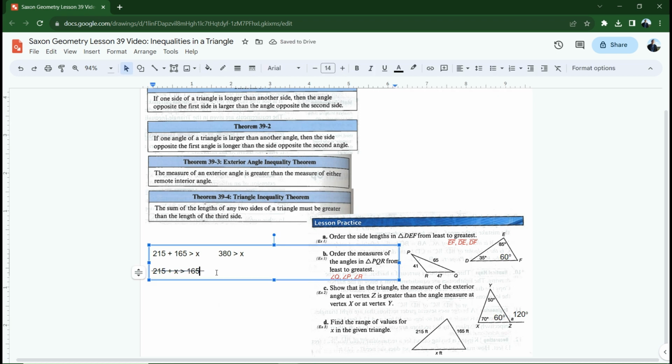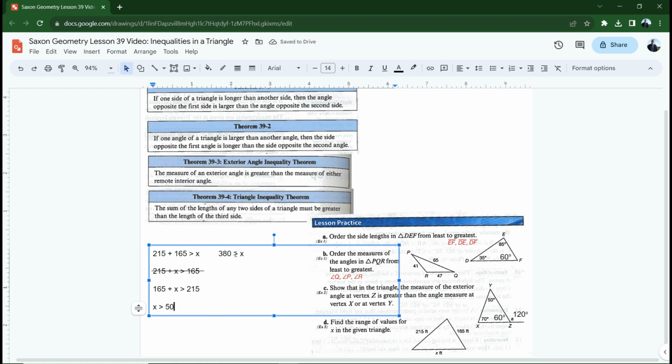Okay. So we're going to go back in and see if we can figure out the other one that does matter. 165 plus x, if I add these two sides together, it has to be greater than the third side, 215. So I know that x has to be greater than, let me just get a lowercase x there. X is greater than, and then let's see, 215 minus 165 is 50. X is greater than 50.